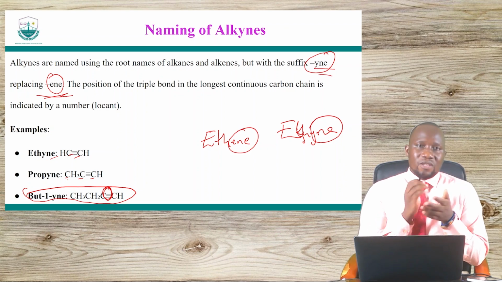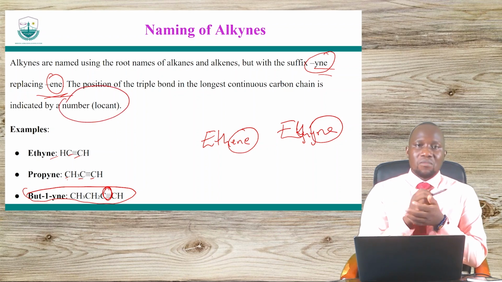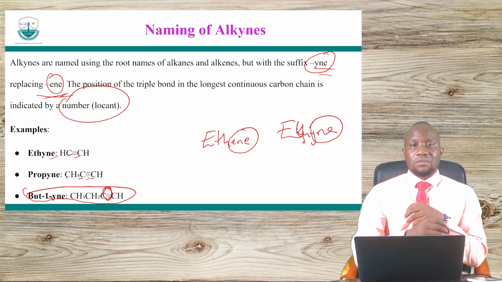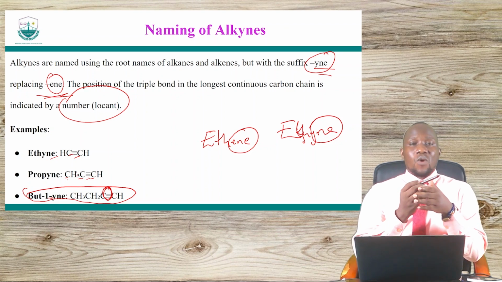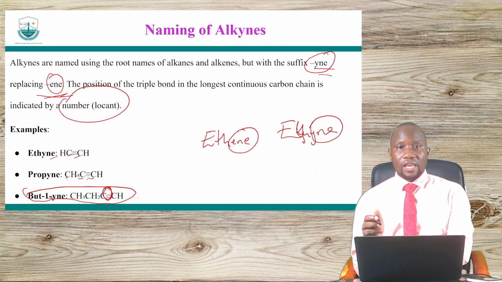And then you can always indicate the number of the carbon atom where the triple bond is located, just like here. Here you don't indicate the number because regardless of whether you put the triple bond here or here, the position will be 1. That's why we only start with the number at butyne.